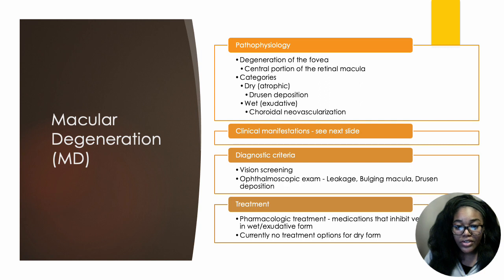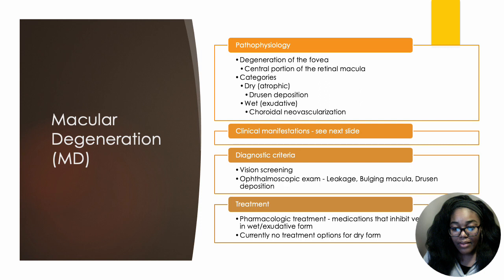So you have degeneration of the fovea, and it's the central portion of your retinal macula. You have 2 different types of categories, and make sure you know the difference. When you have dry macular degeneration, that is atrophic. When you have wet macular degeneration, that's exudative. The main difference is that there is no treatment for the dry form or atrophic macular degeneration, but for the wet one, there is treatment.